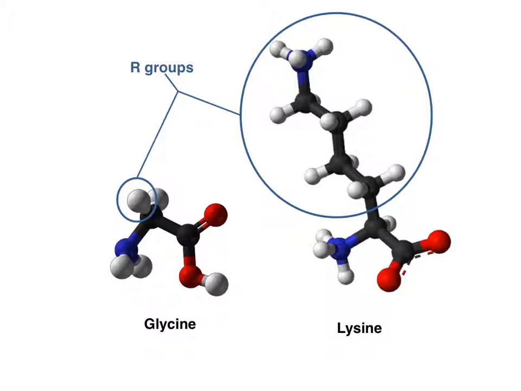And if you think back to the previous slide where we showed the three-dimensional structure of a protein, the way that it folds into that three-dimensional structure depends on the characteristics of these R groups. If you have an amino acid that has an enormous R group, like lysine, that protein is going to fold in a slightly different way than if you just have a tiny R group.